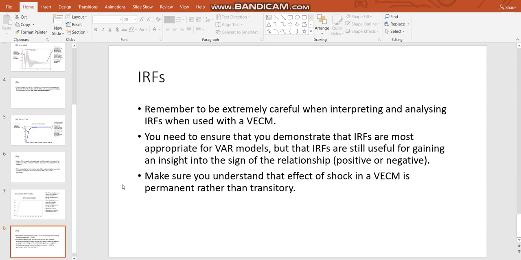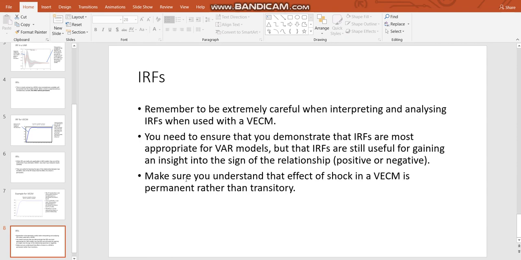When you're writing, if you're very insistent on writing a section in an essay about IRFs, just make sure that you inform the reader that you're aware that IRFs are most appropriate for VAR models, but that IRFs are still useful for gaining an insight into the sign of the relationship. That follows on from Granger causality, because Granger causality does not give you the sign of the relationship.